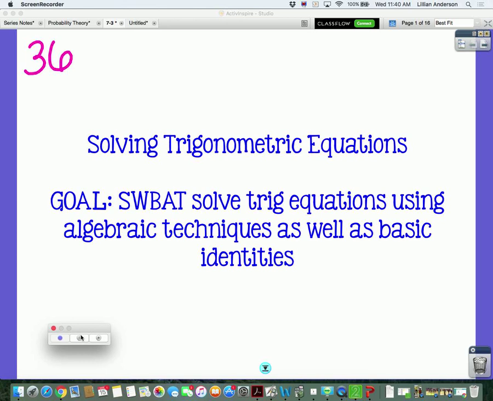Alright, here we go. So solving trigonometric equations. That is what we're doing today. You should go on page 36 along with the goal. By the end of today, maybe a little bit into the next class, you guys are going to be able to solve trig equations using algebraic techniques as well as basic trig identities, okay?